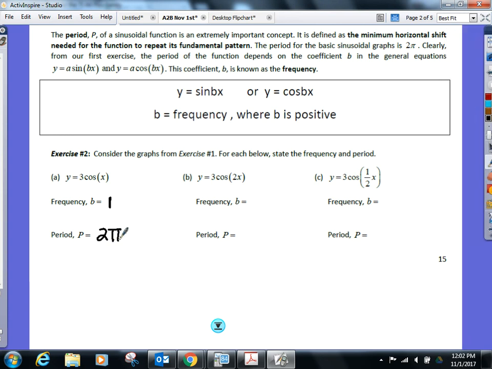Emma, ready? Frequency of the second graph. How many curves did we see from 0 to 2 pi? 2, and that matched my B value in the equation. See how they match right there, all right? I don't need a graph. I can just look at the equation, and it's whatever the B value is.